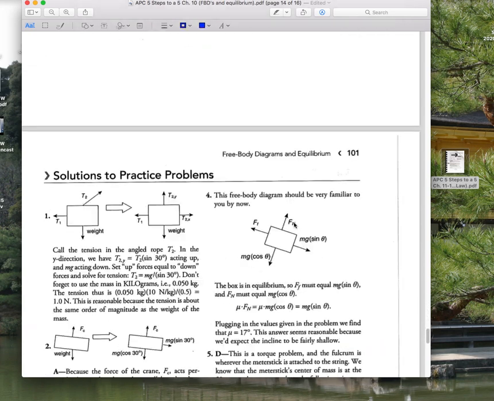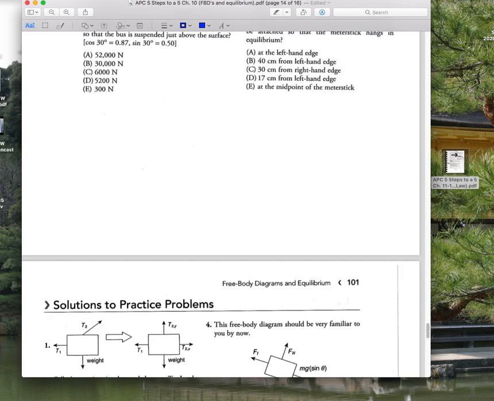And they have practice problems at the end. So I don't think that's that important. With those, you can look at those. Most of you have the 5 Steps to a 5 on your own.